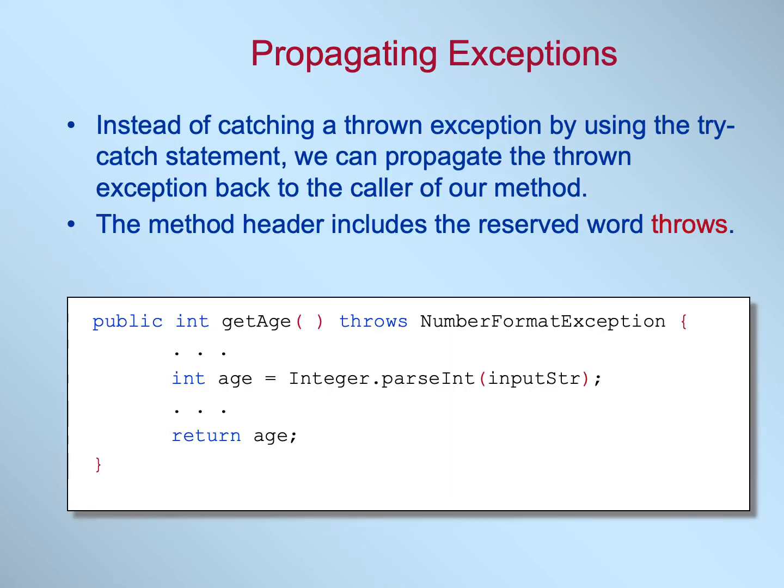Propagating exceptions. Instead of catching a thrown exception by using the try-catch statement, we can propagate the thrown exception back to the caller of our method. The method header includes the reserved word throws. For example, here we have public int getAge throws NumberFormatException. That means that whoever called that method should deal with any exception that might happen.